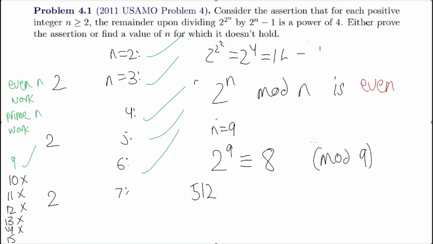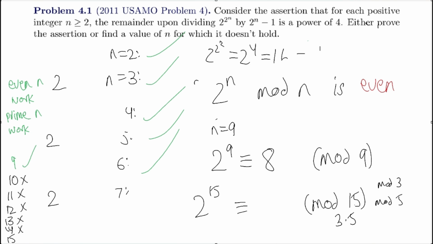So we could try doing 15 now. We then have 2 to the 15 is equivalent to something mod 15. But then we're again faced with the same situation of looking at 2 to the power of 15 or something related. So we want to find a shortcut. How can we find a shortcut with this? Well, because 15 here is 3 times 5, we can use the Chinese remainder theorem to reduce mod 15 to mod 3 and mod 5. So we really just have to evaluate mod 3 and mod 5 separately.